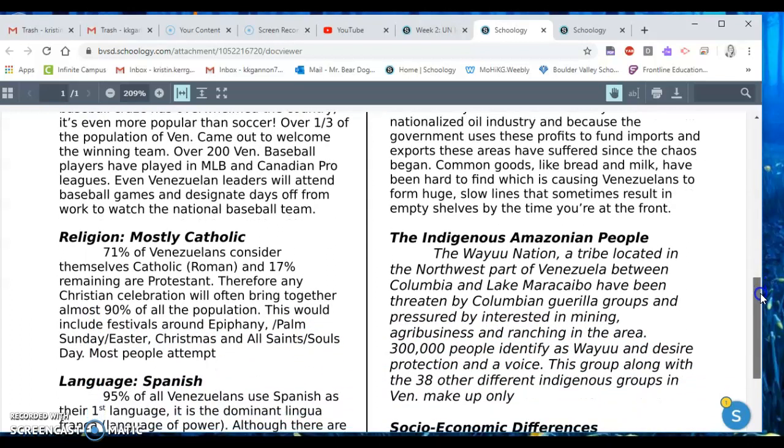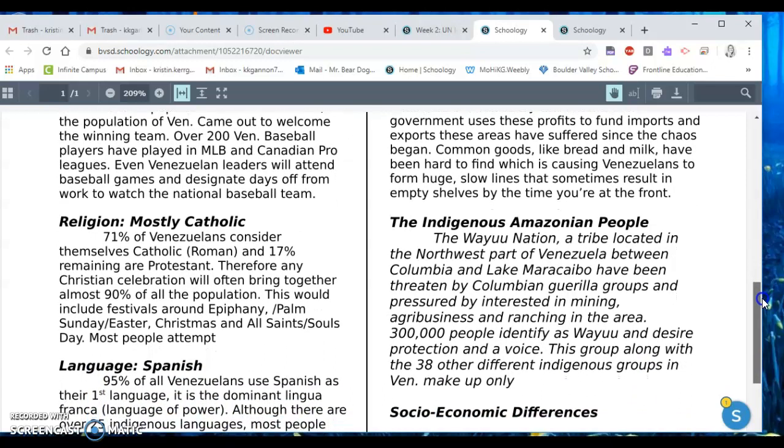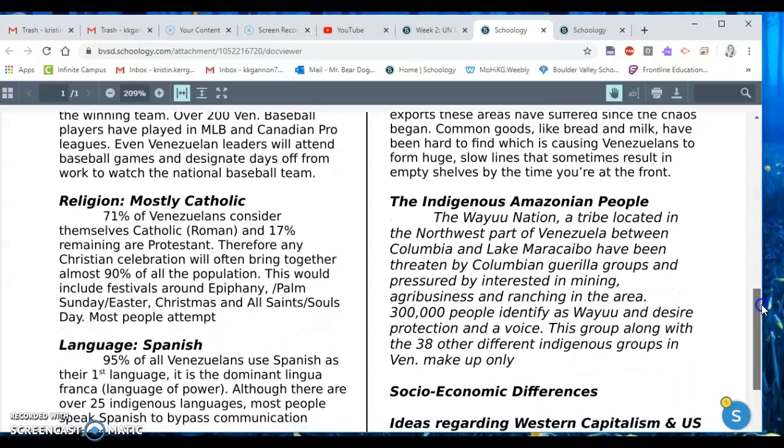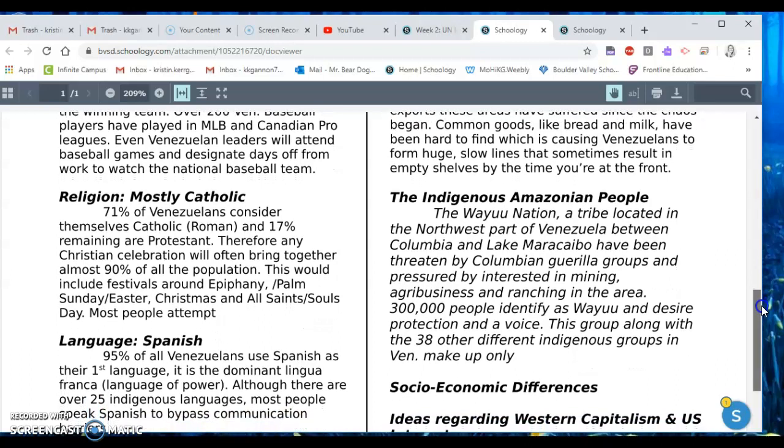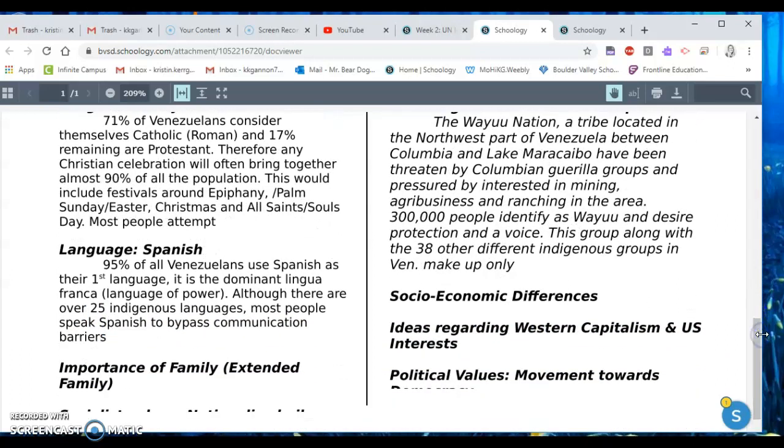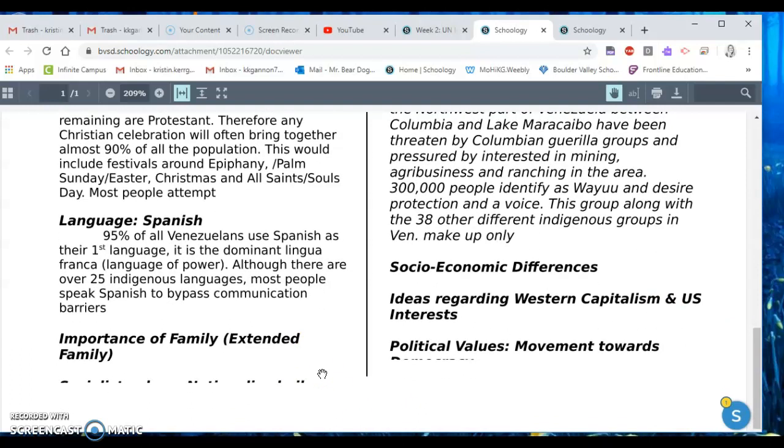That religion is a significant binding factor in their country. They're mostly Catholic, 71% of them. And so they follow holidays that match the Catholic calendar. And 95% of them speak Spanish. So that's another unifying force. They also believe strongly in family, extended family. And then he has one more down here that is out of view.